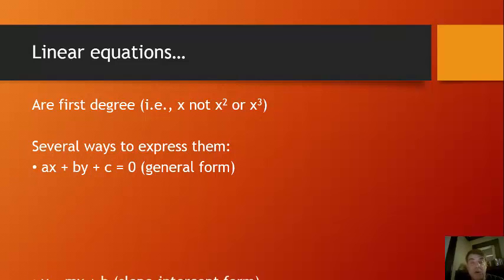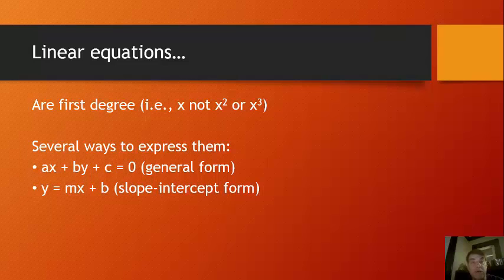Much more interesting, and hopefully you've seen before, is the y equals mx plus b form. This is sometimes called the slope-intercept form, because the b tells you where it crosses the y-axis, and the m tells you the slope, or the slant. So it's very convenient.